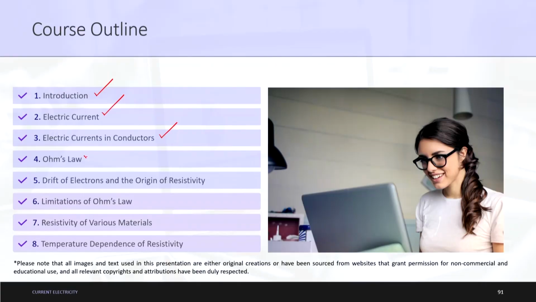Then in Ohm's law we understood the very beautiful concept of V directly proportional to I. By removing the proportionality sign we knew that V is equal to I into R, where R is called resistance, in ohms. Moreover, we also understood that R is directly proportional to L upon A, and when we removed the proportionality constant we got R is equal to rho L upon A, where rho is resistivity.